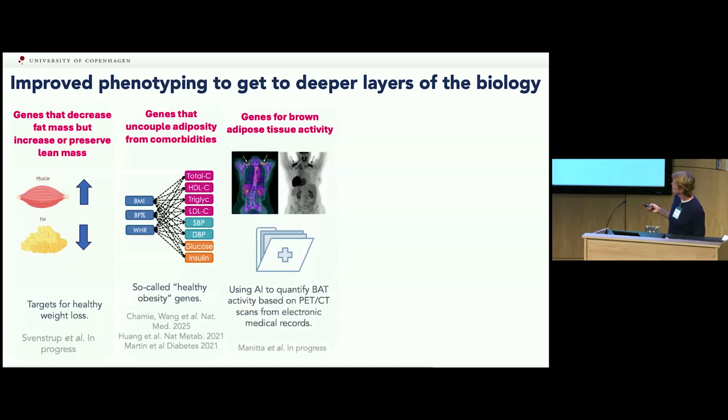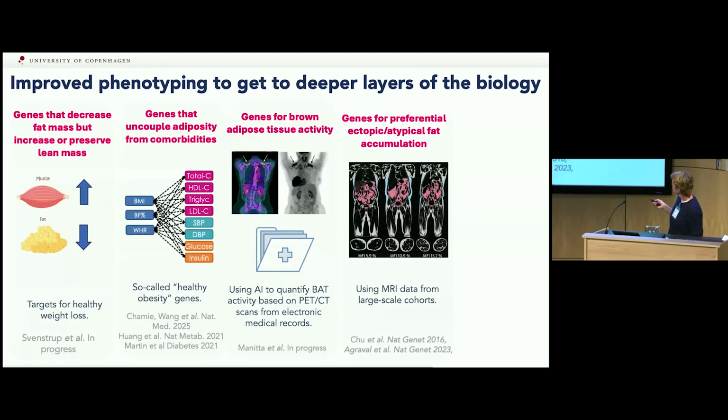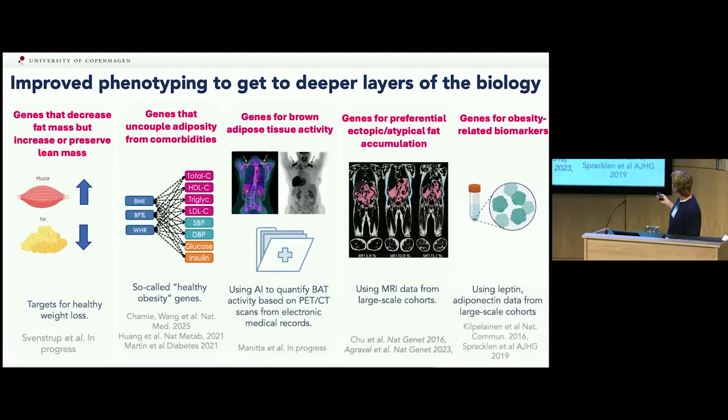But we're also focusing on using PET-CT scan data from medical records of Copenhagen Hospital to quantify brown adipose tissue activity, but also other adiposity phenotypes. And that's very much in development as well. So we use AI to do the quantification. And we're also focusing on fat distribution. So obesity is not only about too much adiposity, but also where exactly you will store it. And we're also increasingly focusing on biomarkers, particularly with proteomics becoming increasingly available.